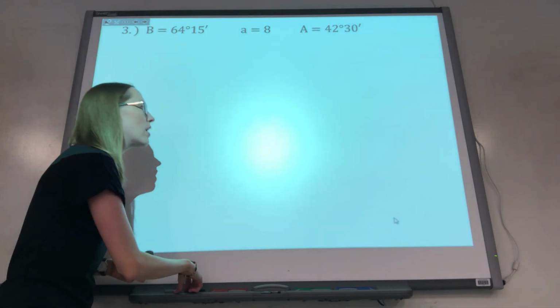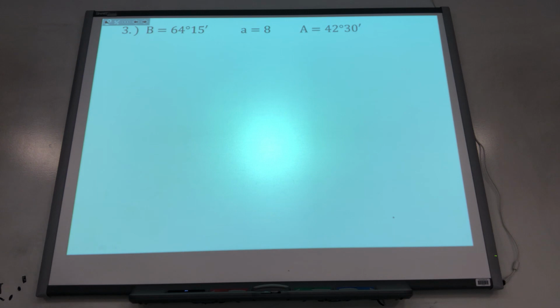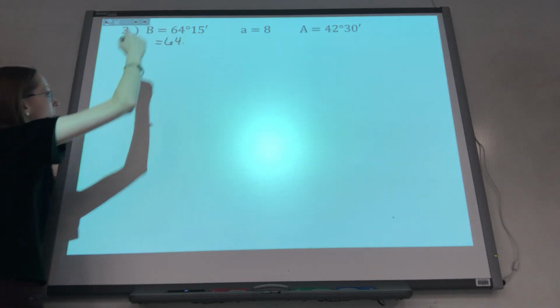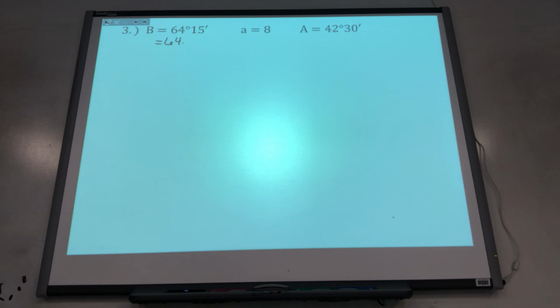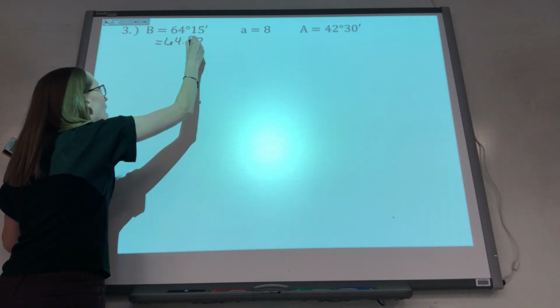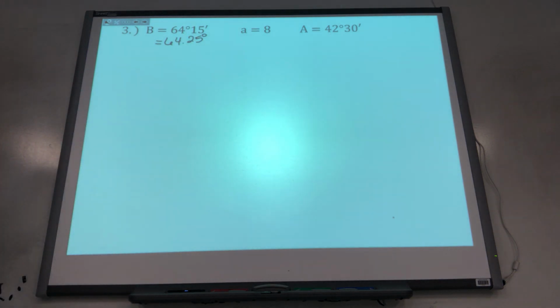Now, I don't even know what formula I'm going to pick yet. Right off the bat, I don't like the minutes up there. I'm going to turn the minutes back into degrees. So, you told me this the other day. I got to divide by 60. I'm typing in 15 divided by 60, and it's 0.25.